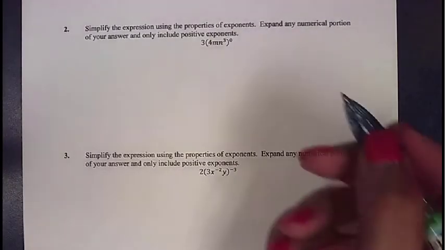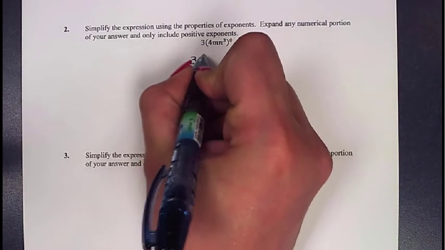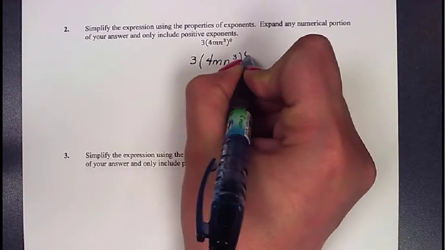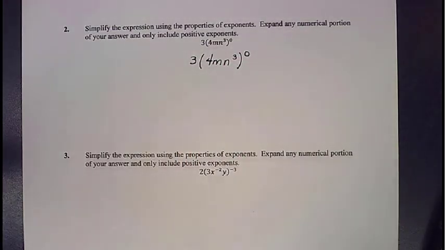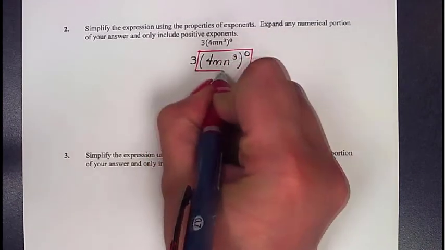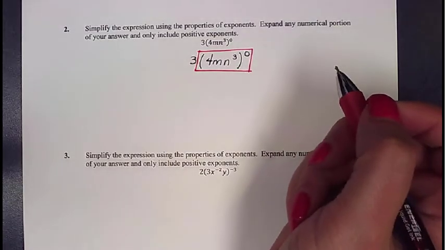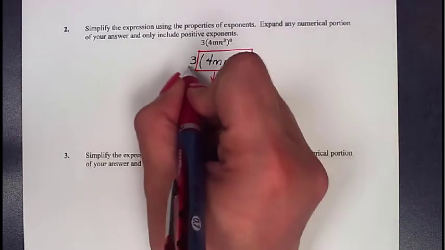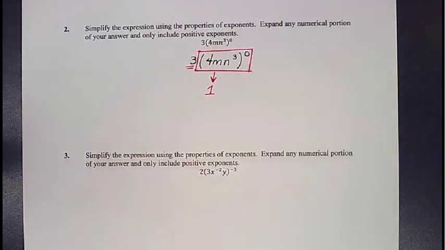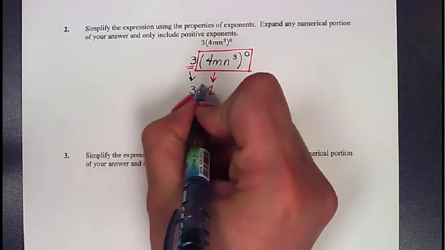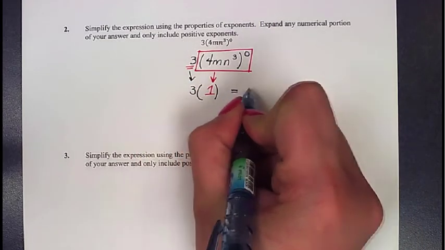Okay, so for our second example, we have 3 times 4m n cubed raised to the 0 power. Now remember, we love that raising something to the 0 power. That means everything inside of these parentheses, that whole statement being raised to the 0 power, is automatically the number 1. But notice you've got this 3 sitting out here, so it's not being raised to the 0 power. So we're going to bring it down and say 3 times 1, and that's going to give us 3.